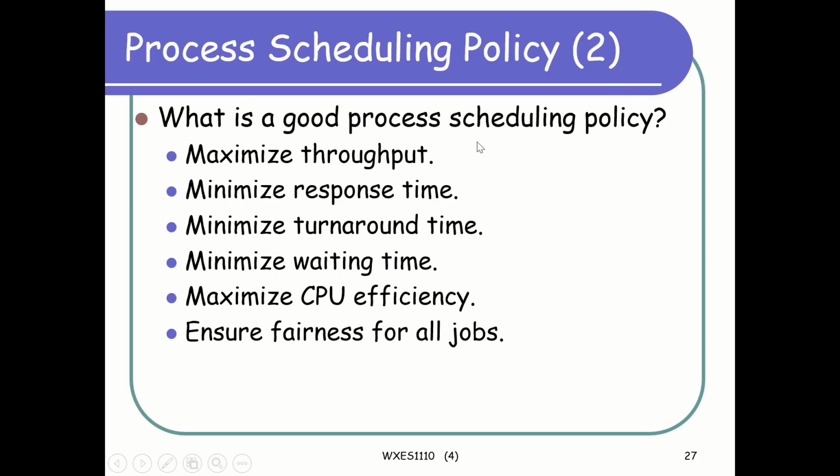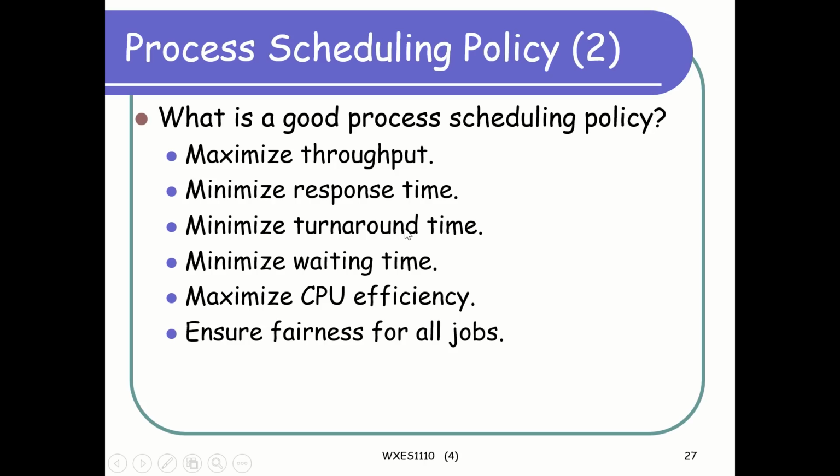So what is a good process scheduling policy? The first one is to maximize throughput: run as many jobs as possible in a given amount of time. This can be accomplished easily by running only short jobs or running jobs without interruptions. The second one is to minimize response times: quickly turn around interactive requests, accomplished by running only interactive jobs and letting batch jobs wait until the interactive load ceases.